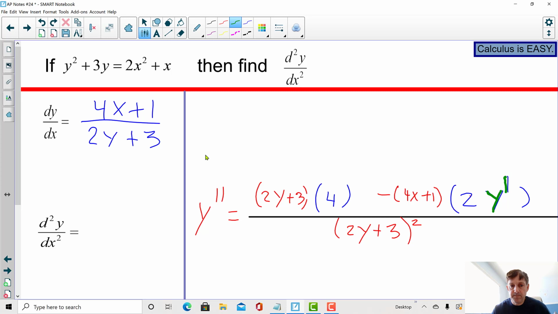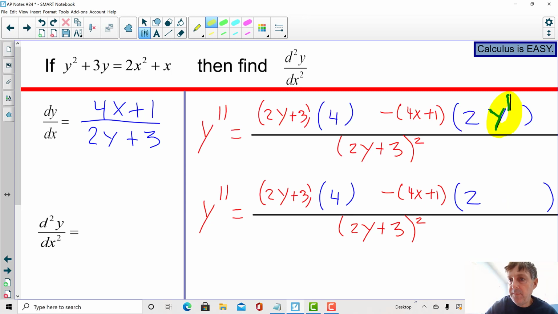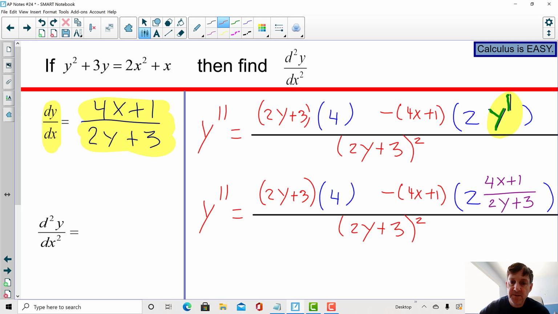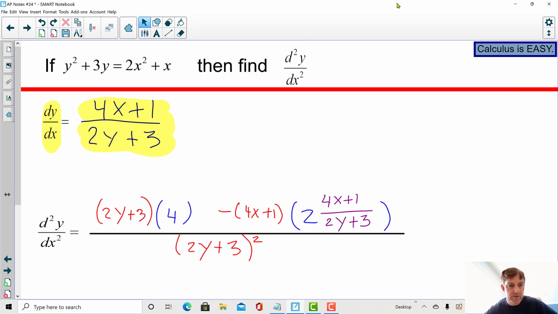Okay, let's move this up. Again, we're trading this y prime for what y prime is equal to. So that's going to be this fraction right here. Let's plug it in. Now you could simplify this further, but we don't have to find the third derivative or anything like that. So I would just stop right here and leave this as your final answer. So there we go. That's our second derivative.